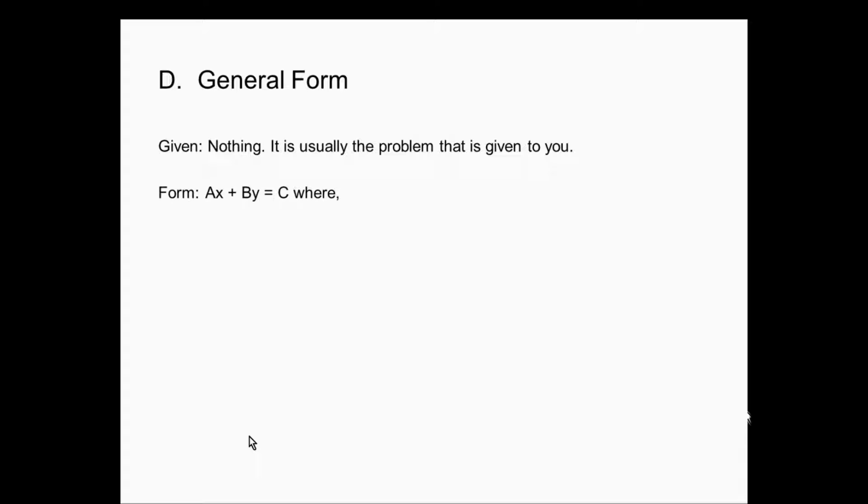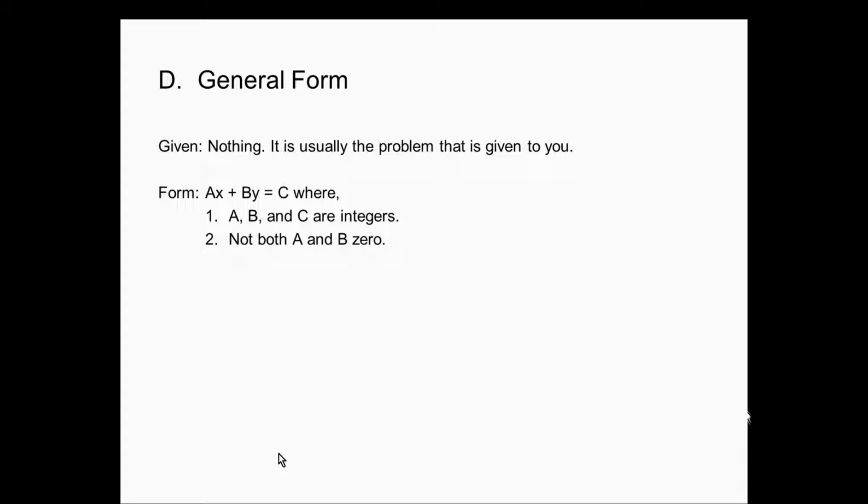General form. Okay? General form. What are you given? You're given nothing. So it's usually the problem that is given to you. The form, what does it look like? It looks like capital Ax plus capital By equals C. Notice it has the variables on the left and a constant on the right. Where? The first condition, A, B, and C are integers. So notice it doesn't allow fractions. In a way, it's kind of nice. It's tough dealing with fractions.